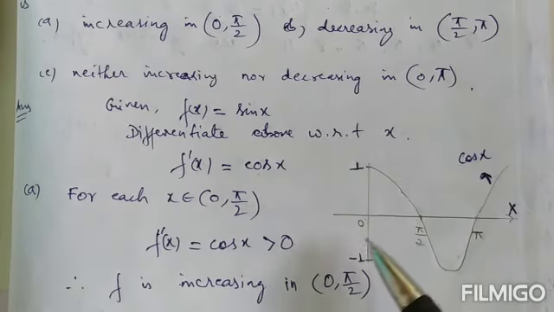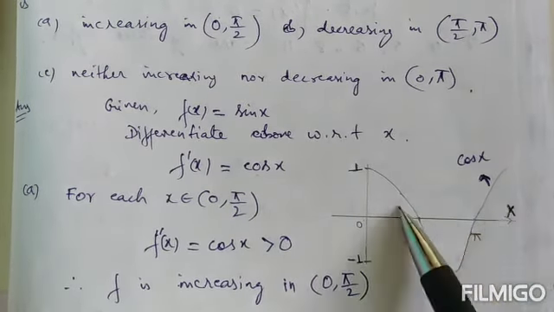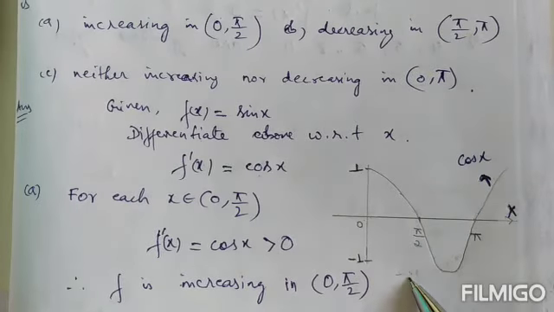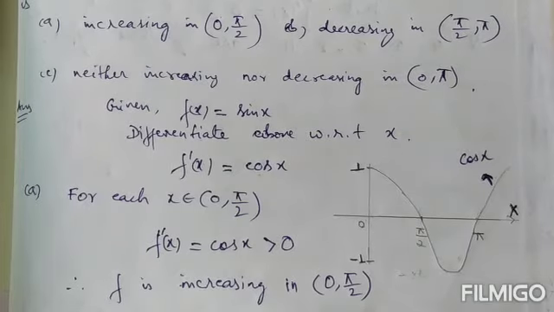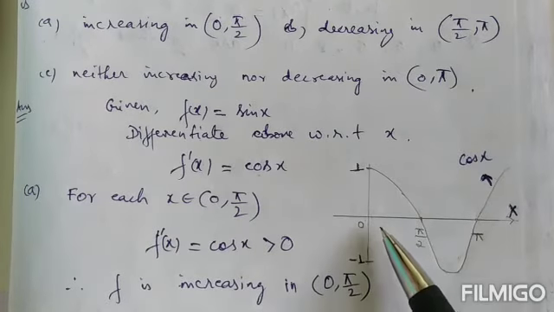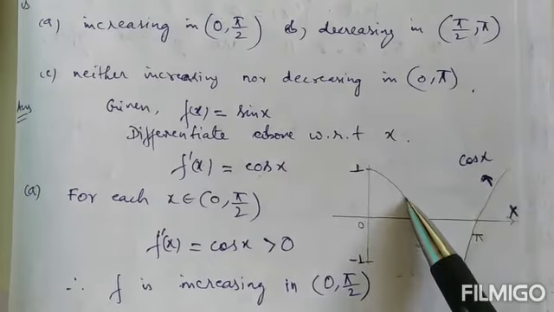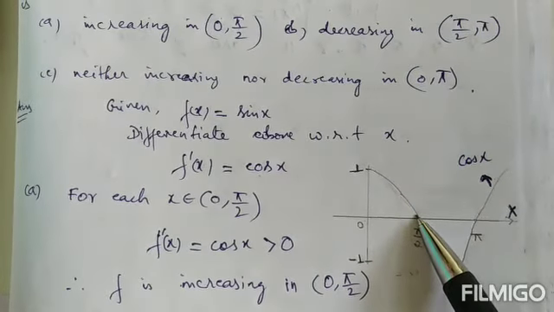So what we have seen here, above the x-axis, we know that it is positive. Below the x-axis, it is always negative. We know that the value below the x-axis is negative, above the x-axis is positive. So what we have seen is from here, from 0 to pi by 2, this graph of cos of x is above the x-axis. That means it is positive.